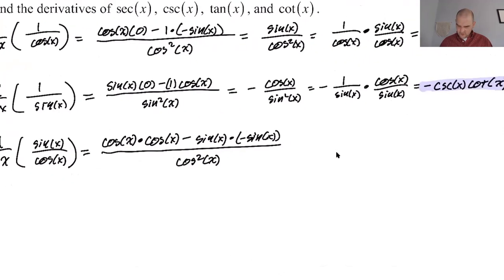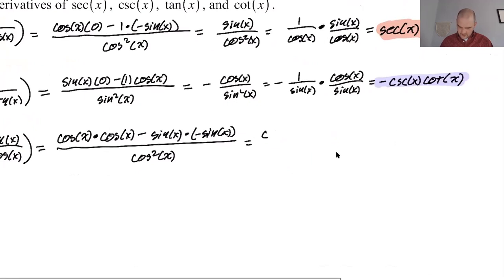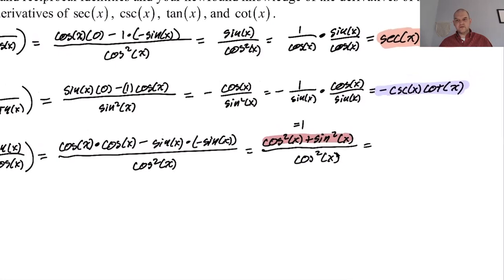Okay, so what does that numerator equal? You're going to get cosine squared plus sine squared, which should look very familiar to you, over cosine squared. So what is cosine squared plus sine squared? This just equals 1, right? That's the Pythagorean identity. So I get 1 over cosine squared, but what's 1 over cosine? 1 over cosine is secant. So this is actually secant squared of x.